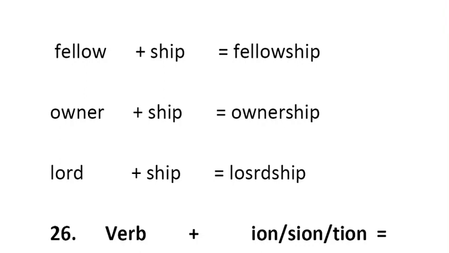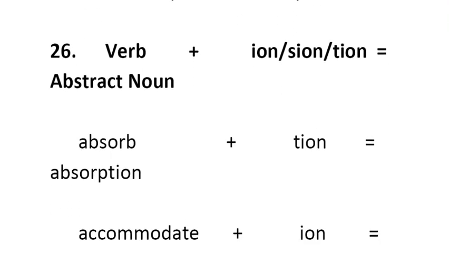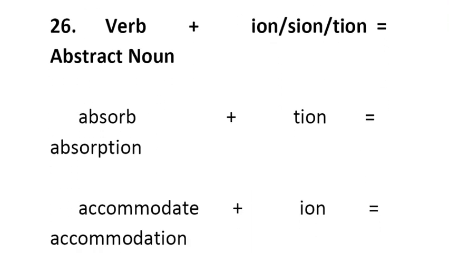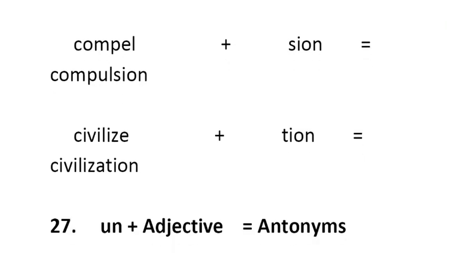So rule 25, the suffix ship is added and it becomes a noun. And rule 26 says verb plus ion, sion, tion becomes an abstract noun. So absorb plus tion, absorption; accommodate plus ion, accommodation; compel plus sion, compulsion; civilize plus tion, civilization.